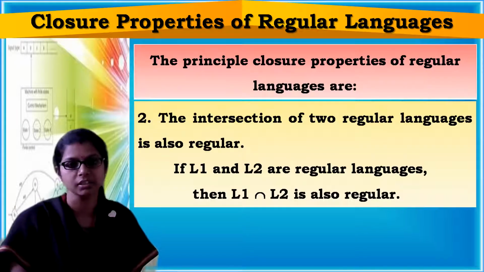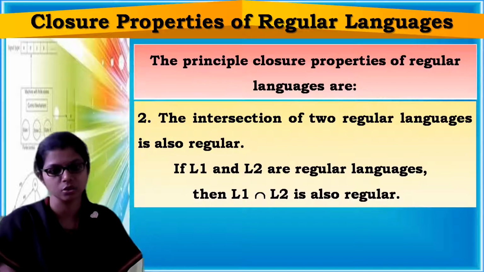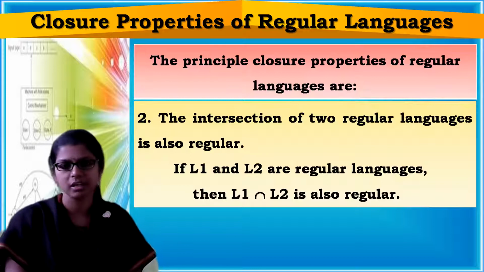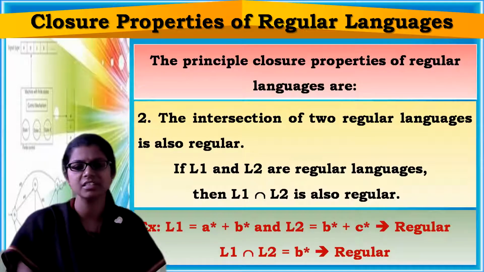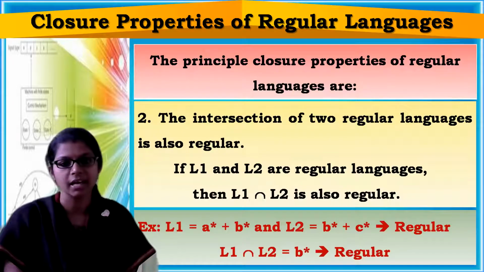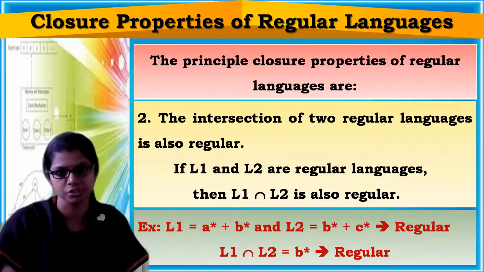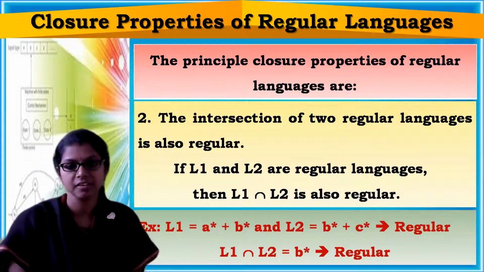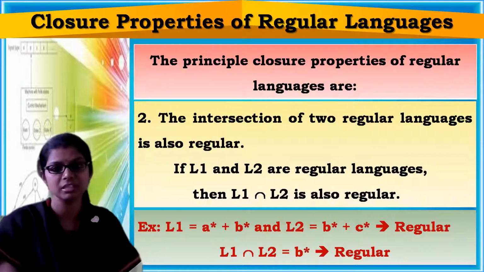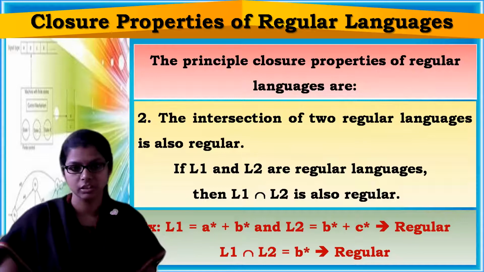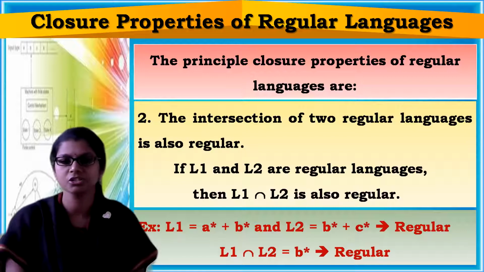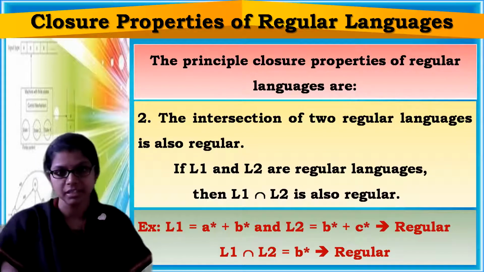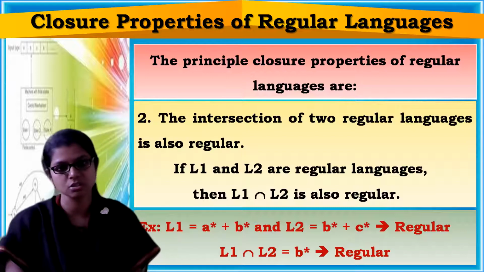Coming to the second property, the intersection of two regular languages is also regular. If L1 and L2 are two regular languages, then L1 intersection L2 is also regular. Let's see. If L1 is A closure union B closure and L2 is B closure union C closure, both L1 and L2 are regular. Now L1 intersection L2. Intersection means the common part from both languages, right? What is the common part? B closure. So L1 intersection L2, which is B closure, is also regular. So the second property is that the intersection of two regular languages is also regular.